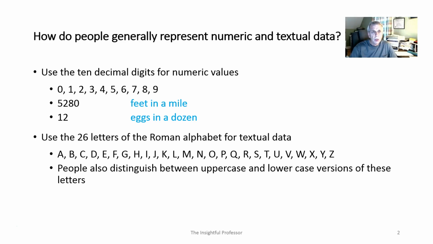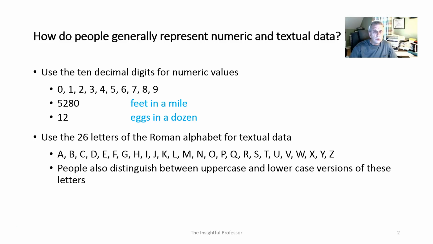be represented. Now, people use the 10 decimal digits for numeric values, 0, 1, 2, 3, up to 9. So examples might be 5,280 to indicate the number of feet in a mile, or 12 to indicate the number of eggs in a dozen.